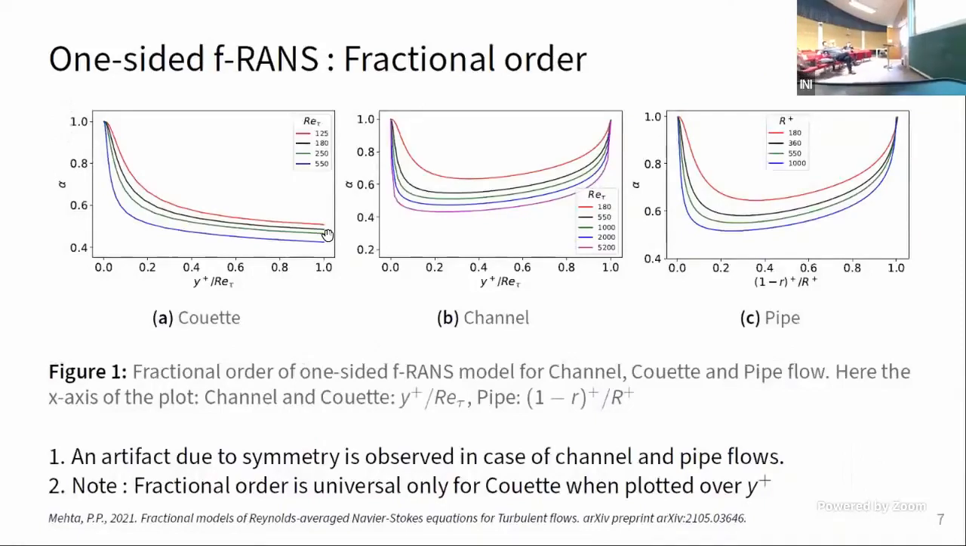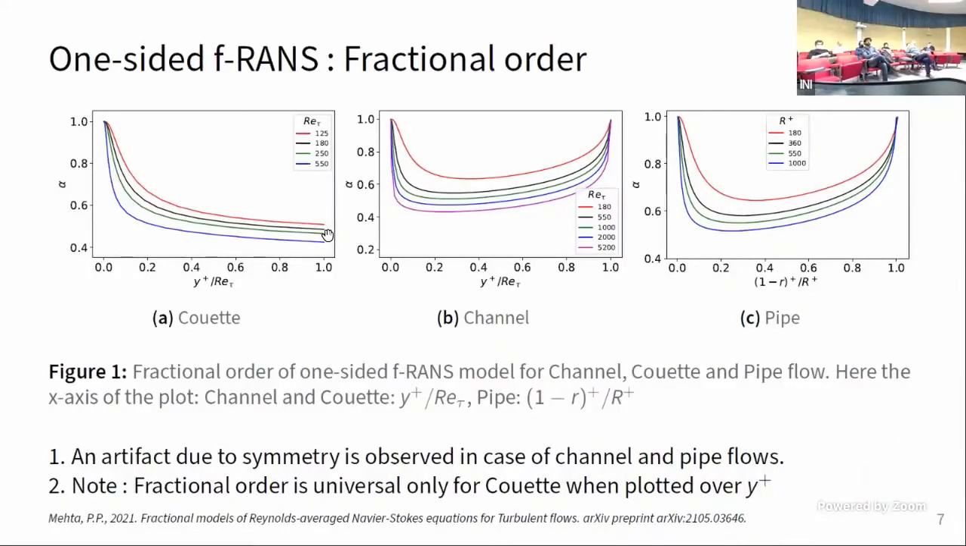So okay, so all right. So then in the viscous sublayer, indeed the fractional order is 1, and as we move along to the outer turbulent region, we find that the fractional order is no longer an integer. It is less than 1, implying that there is non-locality present in that region. Interestingly enough, for the one-sided Couette flow, if I just plot it over y plus, it's entirely universal.